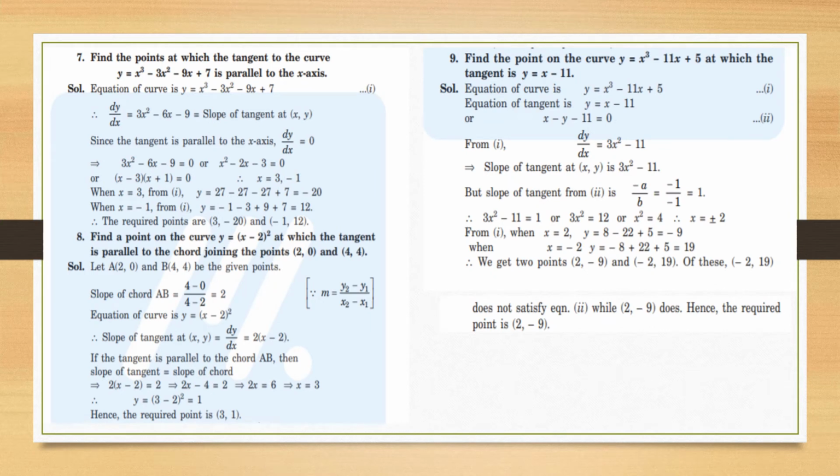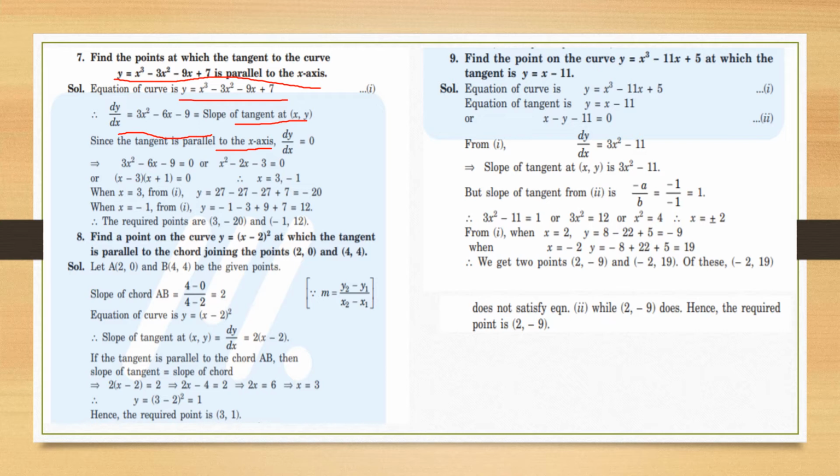Number 7 is: find the points at which the tangent to the curve is parallel to the x-axis. Okay, so this is the curve. dy by dx is 3x squared minus 6x minus 9, and it is equal to the slope of the tangent at point (x, y). Now since the tangent is parallel to the x-axis, and I know the slope of the x-axis is 0, and if two lines are parallel, then their slopes are equal.